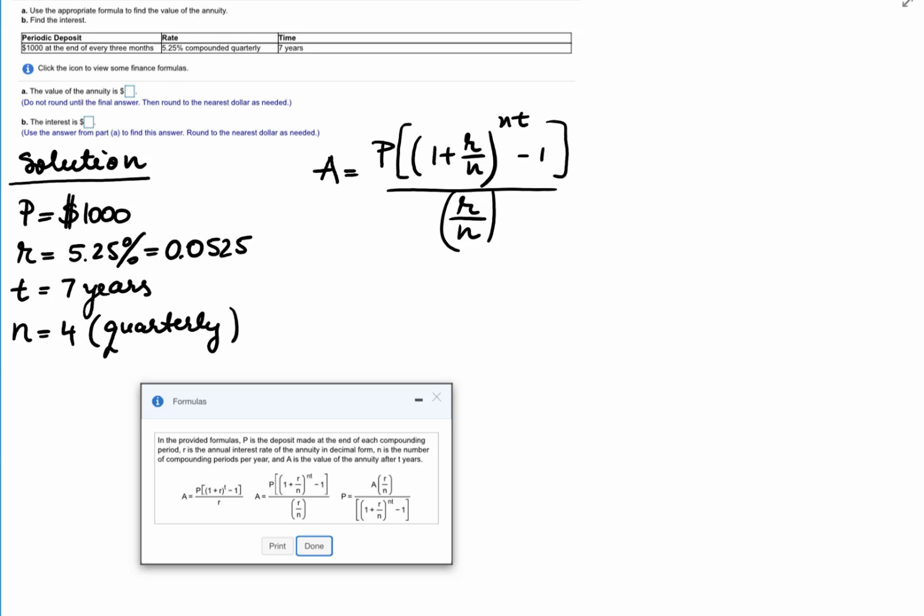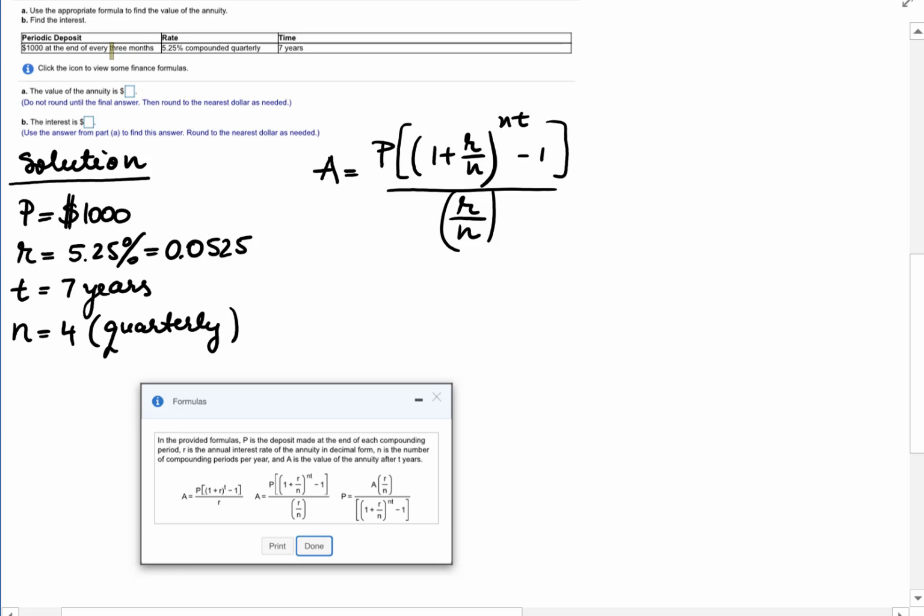In this video, I'm going to show you how to calculate the value of an annuity. Given the periodic deposit to be $1,000 at the end of every 3 months, the rate is 5.25% compounded quarterly, and the time is 7 years.